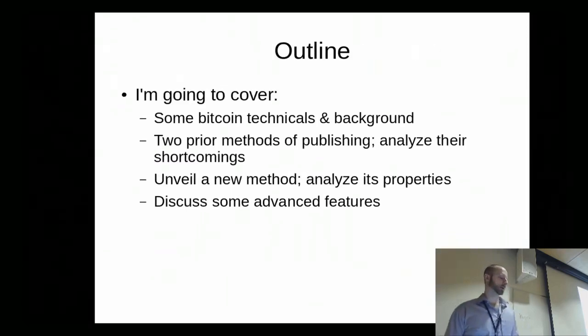So here's an outline of what I'm going to cover. I'm going to go into some of the technicals behind Bitcoin and some of the background. There are two prior methods of publication. This idea of publishing into Bitcoin is not new; I'm not presenting that as new. That's been done before, but the existing methods have some pretty serious shortcomings, so I'm going to talk about that. And then I'm going to unveil a new method that I came up with myself and analyze what its properties are. And then hopefully I'll have time to talk about some of the more advanced features.